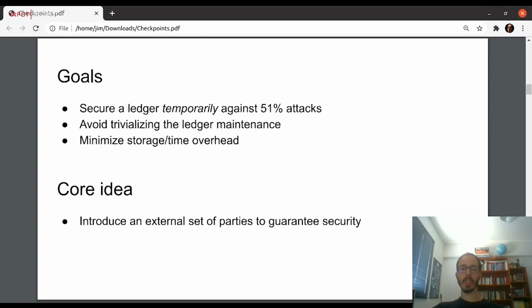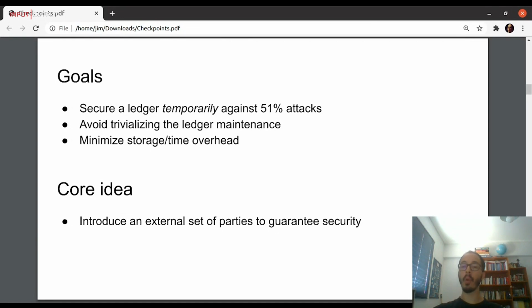So what are our goals in this work? We have three major goals. First of all, we want to temporarily secure a ledger against 51% attacks. We don't want to create a new consensus protocol or to incorporate checkpoints in the consensus of an existing ledger. We just want to give it a boost to help a ledger when things are bad, when it suffers from 51% attacks. The second goal is to avoid trivializing the ledger maintenance, like I said.